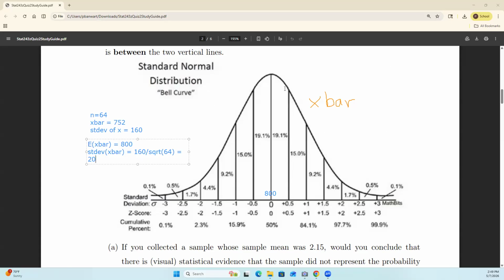That means our x bar normal distribution is not going to have step sizes of 90. It's going to have step sizes of 20. So this point here is now 760. Nope, 780, sorry. And this point here is 760. So where is our 752 going to fall? Somewhere down here.